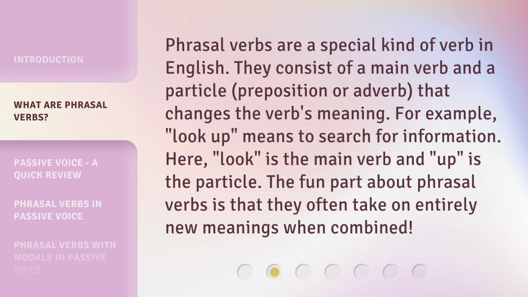Phrasal verbs are a special kind of verb in English. They consist of a main verb and a particle, preposition or adverb, that changes the verb's meaning. For example, look up means to search for information. Here, look is the main verb and up is the particle. The fun part about phrasal verbs is that they often take on entirely new meanings when combined.